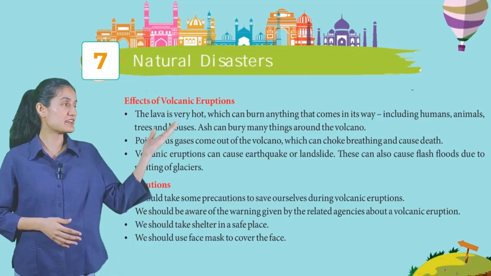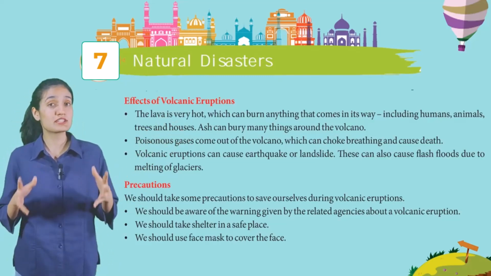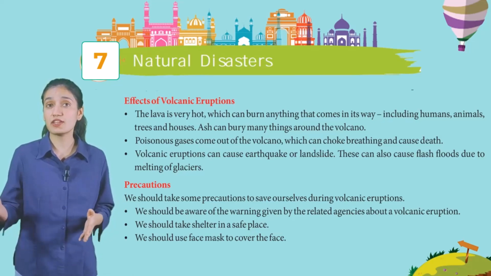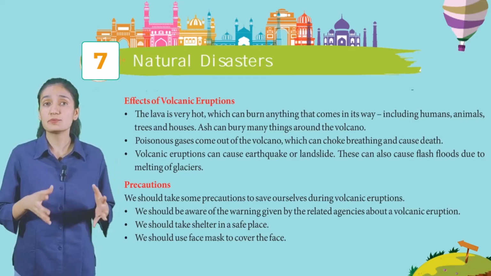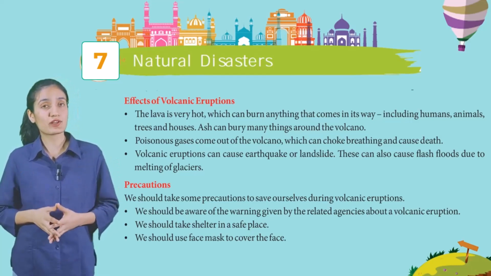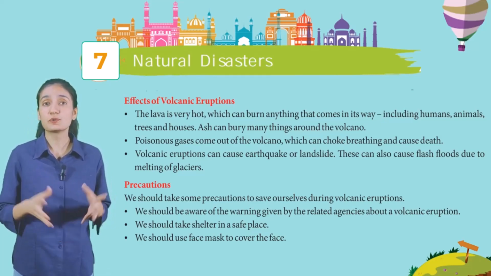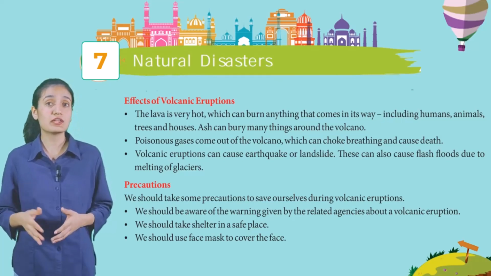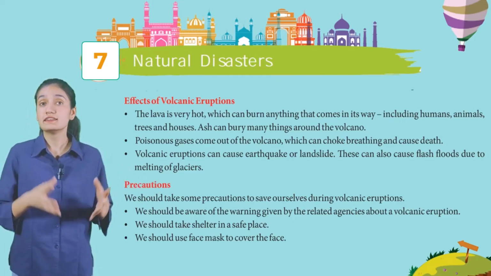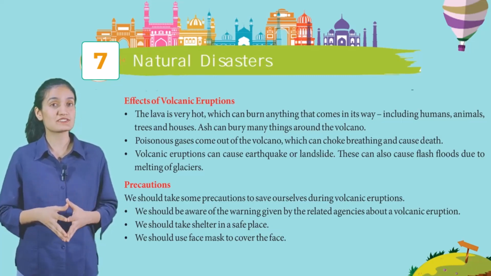Now let's understand the effects of volcanic eruptions. The lava is very hot, which can burn anything that comes in its way, including humans, animals, trees and houses. Ash can bury many things around the volcano. Poisonous gases come out of the volcano which can choke breathing and cause death. Volcanic eruptions can cause earthquakes or landslides. These can also cause flash floods due to melting of glaciers.